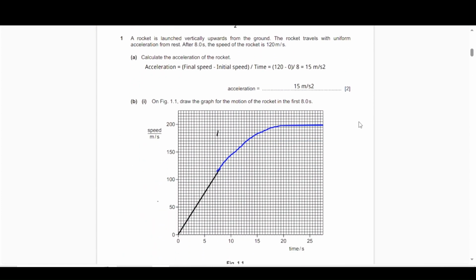So a rocket is launched vertically upwards from the ground. The rocket travels with uniform acceleration from rest. After 8 seconds, the speed of the rocket is 120 meters per second. So you want to calculate the acceleration of the rocket.